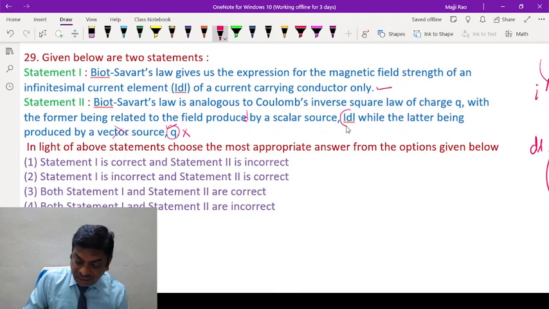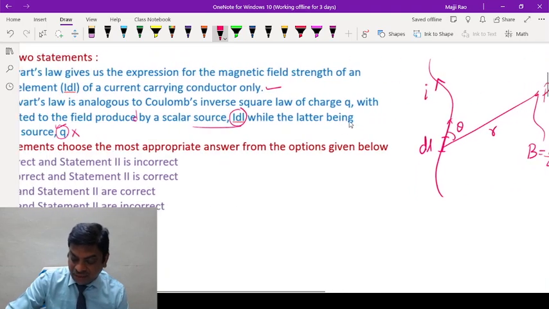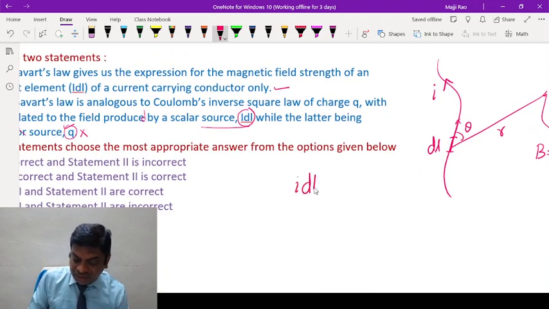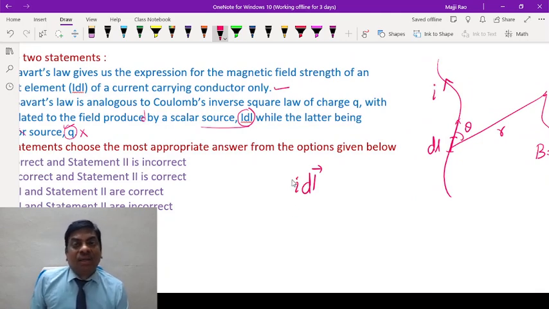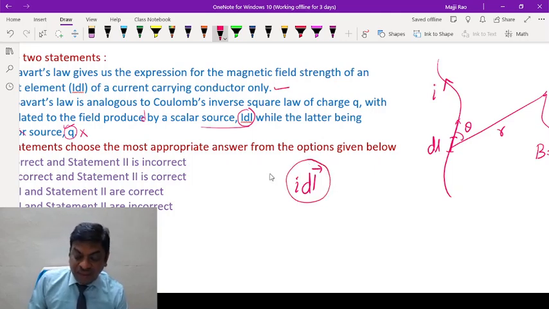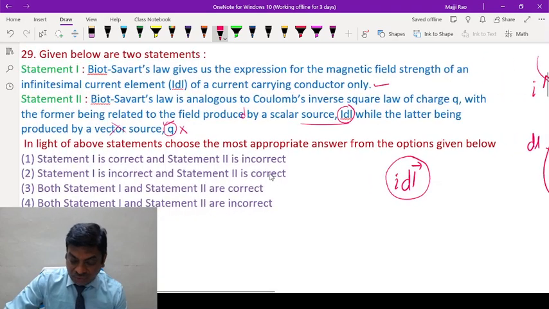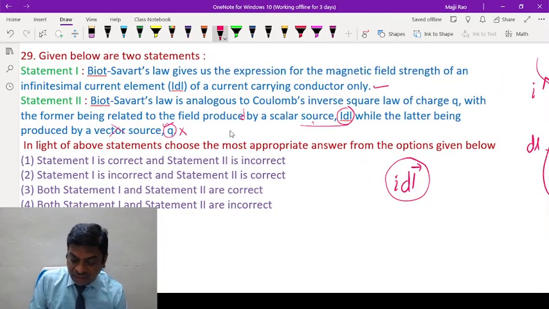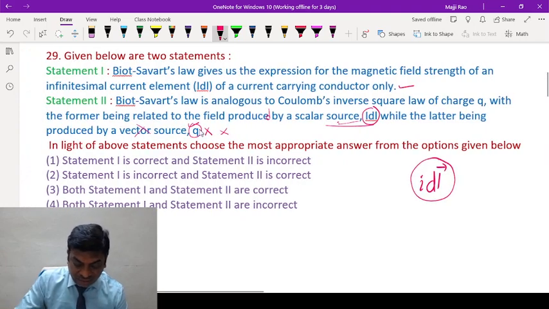Moreover, this current element is a vector quantity, because we write current element like this. Current element is always written like this, and the direction of this current element is in the direction of current. As you all know, current always has a direction. So both these things given are wrong. So this is incorrect.